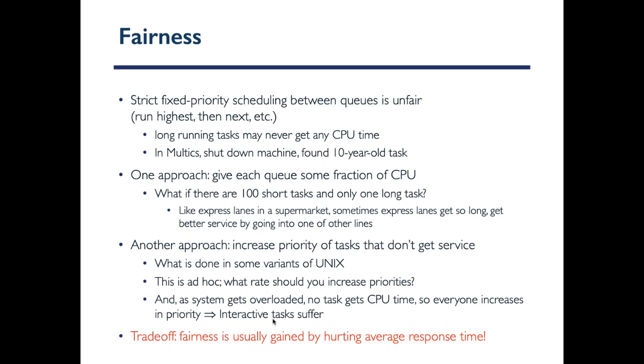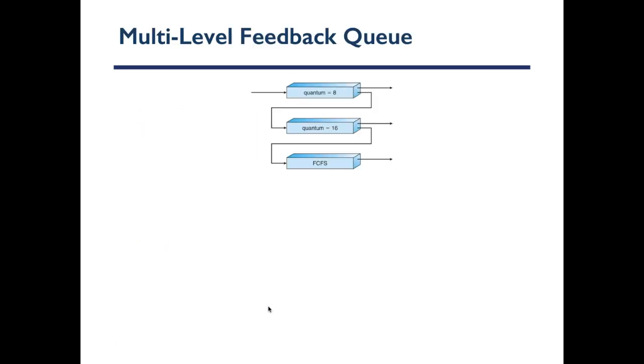The moral of this is that there is always a trade-off between fairness and performance and average response time. If you want to really be fair, you might hurt average response time. For example, in the case we just mentioned, if you elevate task priorities and eventually they get to run, that's fair, but the response time could suffer, especially for applications that really need good response time.